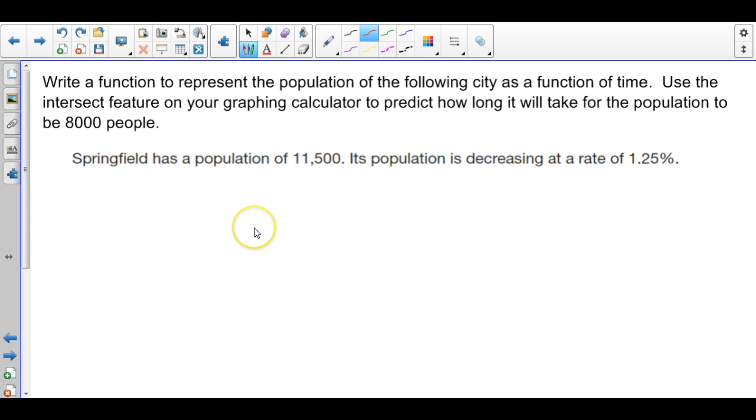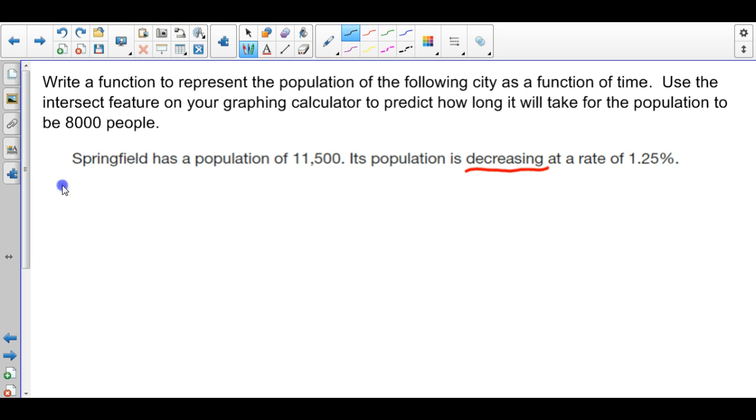In the next problem, we're going to write a function to represent the population of a city again as a function of time. And this time we're going to use the intersect feature on the graphing calculator to make a prediction of how long it will take for the population to be 8,000 people. So I'm going to be giving a y value here, which is the people amount, and that's the population, and we're going to use that y value to solve backwards for our x value, which will be time in this case. So it says Springfield has a population of 11,500 people, and its population is decreasing at a rate of 1.25%. So that means you're really taking 100% of your population the next year, and you are subtracting 1.25% from it because the population is decreasing.